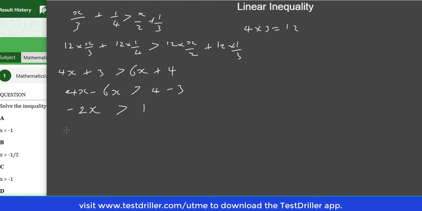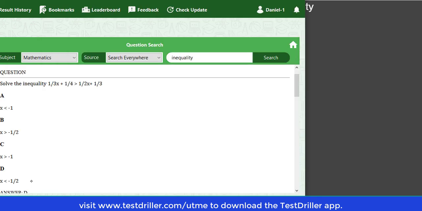The next step is to divide both sides by minus 2. That is a negative number. And as you can recall, whenever you divide by a negative number or multiply by a negative number, the inequality sign changes to the opposite. Then you have 1 over minus 2. The next therefore is x now less than minus 1 over 2. And this makes option D the right option.